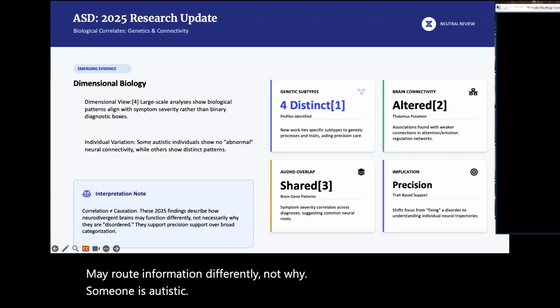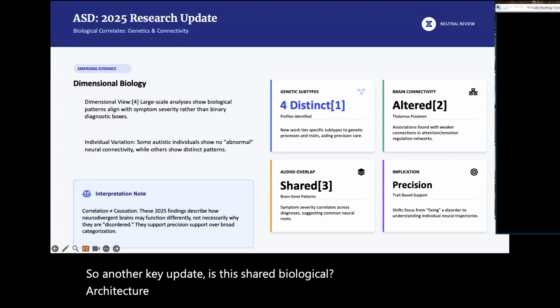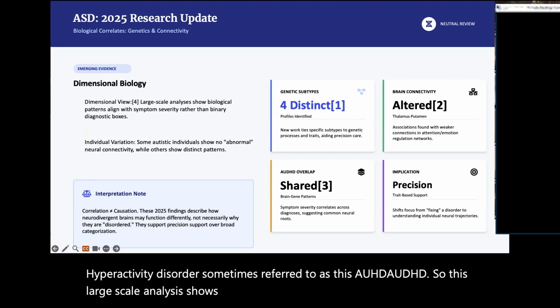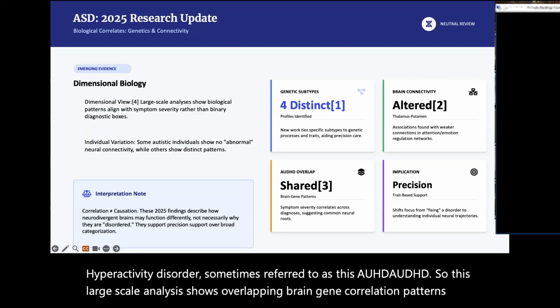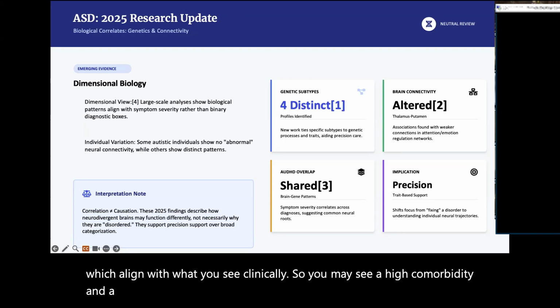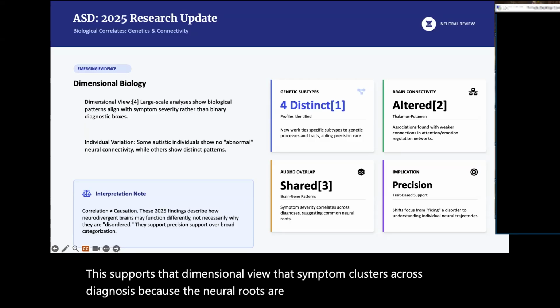Another key update is this shared biological architecture between autism and ADHD, sometimes referred to as AuDHD, autism and attention deficit hyperactivity disorder. This large-scale analysis shows overlapping brain-gene correlation patterns which align with what you see clinically. So you may see a high comorbidity and a symptom interweaving rather than clean, distinct categories. This supports that dimensional view of symptom clusters across diagnoses because the neural roots are often overlapping.